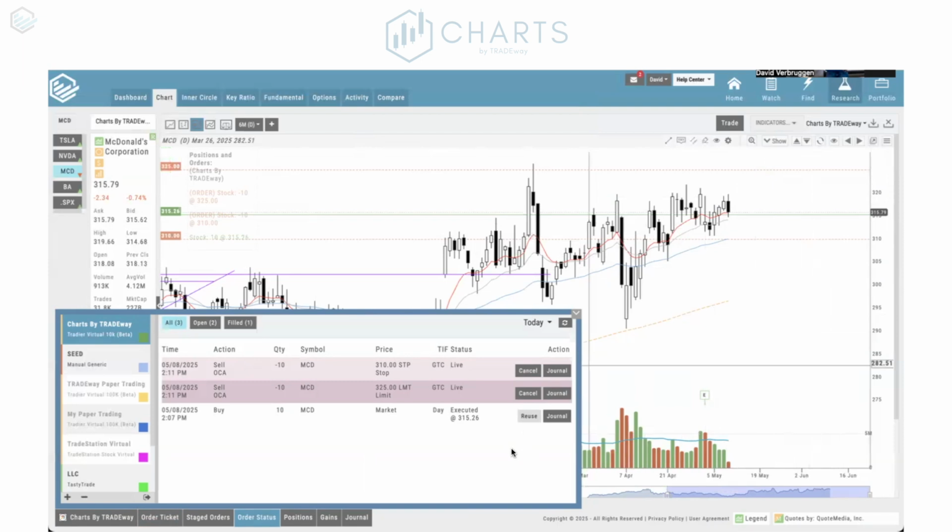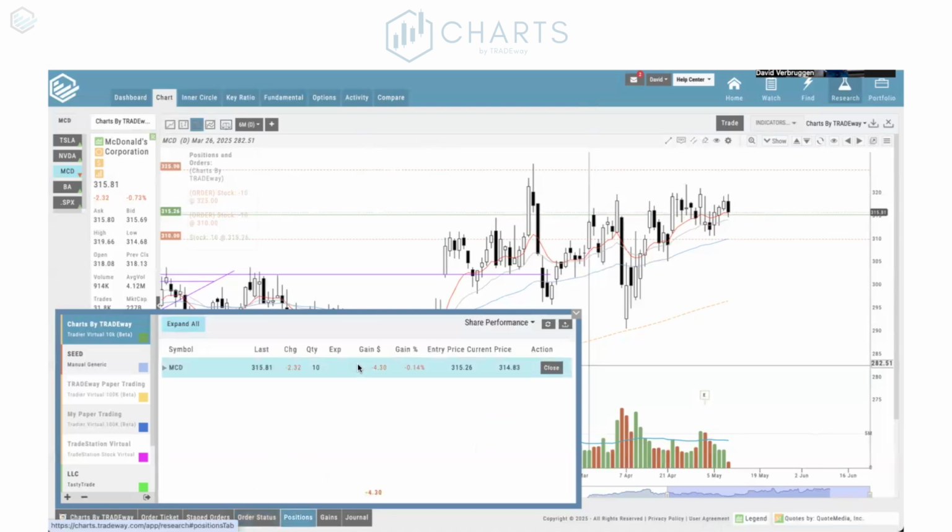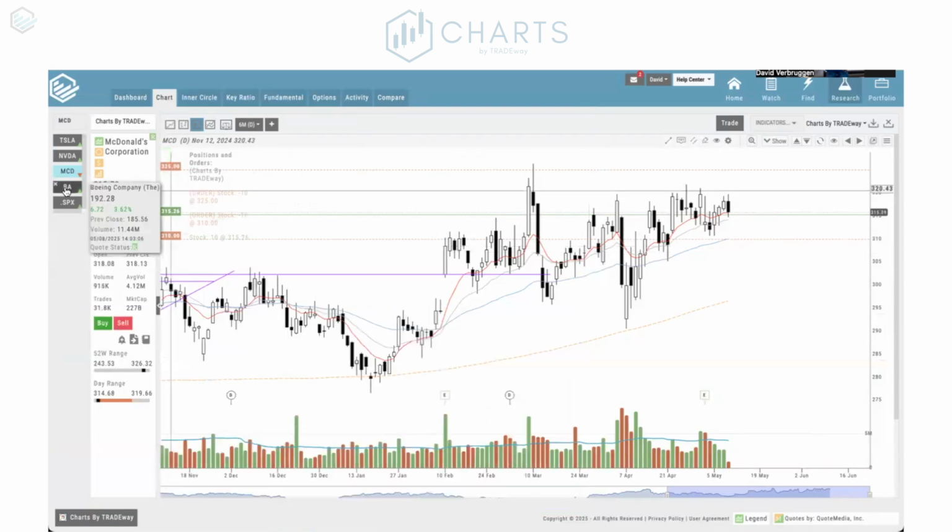So now we can see, again, this is the executed order when we bought the shares. And now I have 2 live orders, not executed, but they are live and they are good till cancel. And they will stay there until they get either triggered and executed or we cancel them. So that is how we see this in the order status. My position, McDonald's, is still there. And that is the first way that we can do this. Let me go ahead and show you my favorite way now. Let's pull up Boeing.